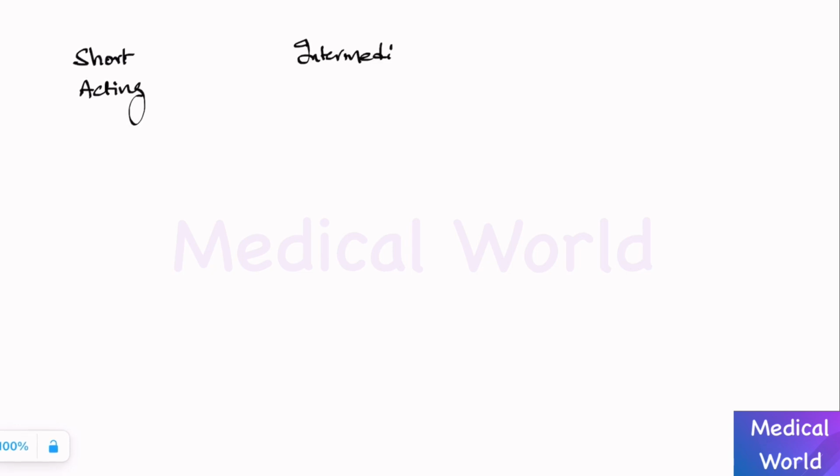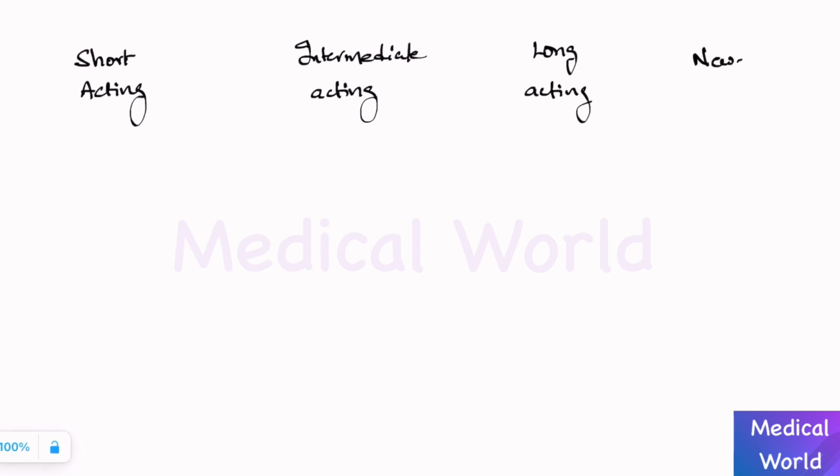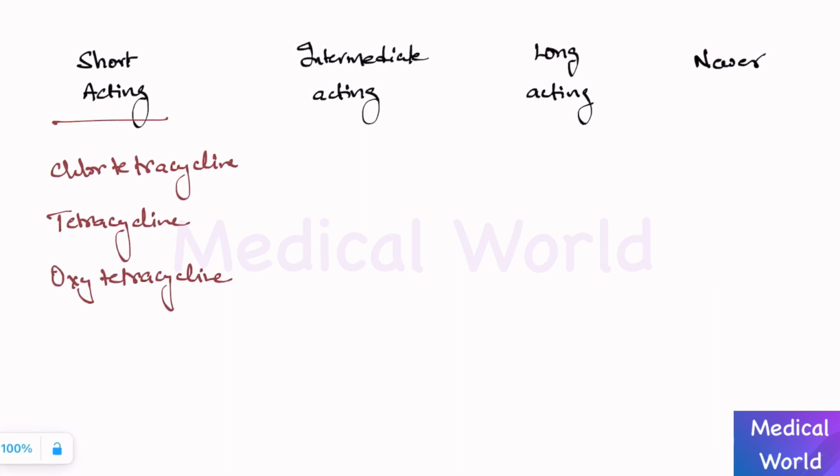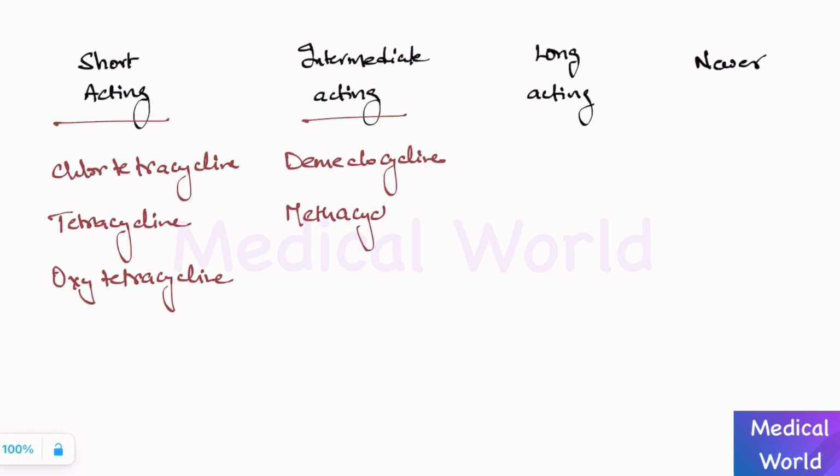Now we are moving to classification. Short acting means half-life is 6 hours. Intermediate acting means half-life is 12 hours. Long acting means half-life is 18 hours. Short-acting drugs are tetracycline and oxytetracycline, which are rarely used nowadays. Intermediate-acting are demeclocycline and metacycline.